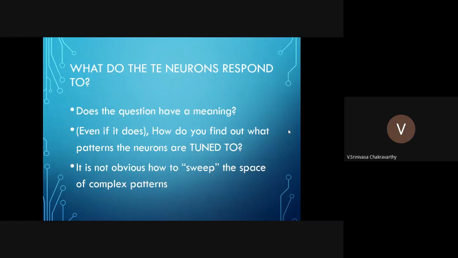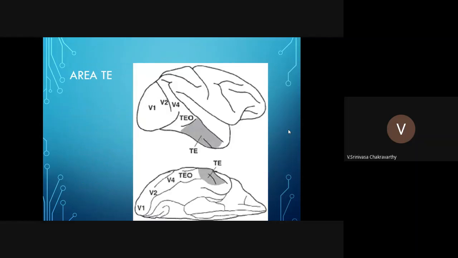Now, what do the neurons respond to when you say a neuron responds to an object? How do you find out what patterns neurons are tuned to? What they do is present some patterns, and then look for which neurons are responding to that pattern, and then you label the neuron after the patterns that they respond to. This area is the TE area in the monkey's brain, just like inferotemporal, but it's called TE.